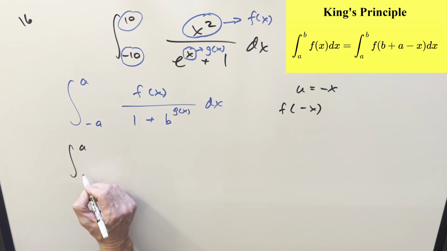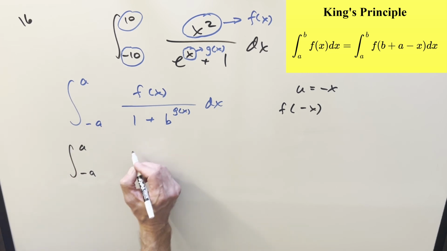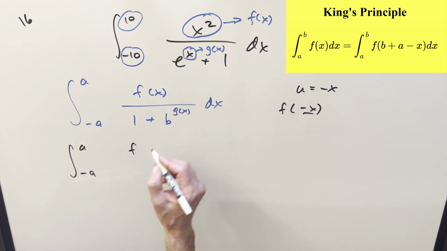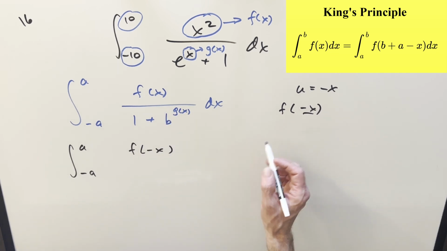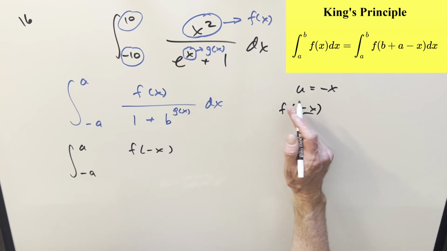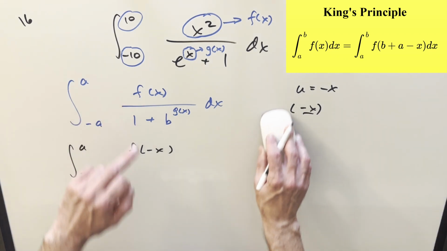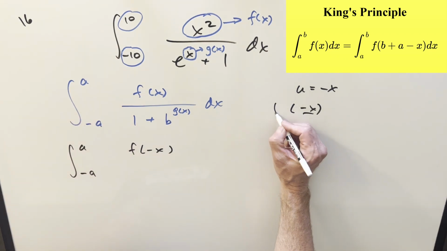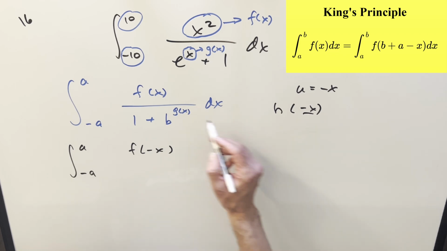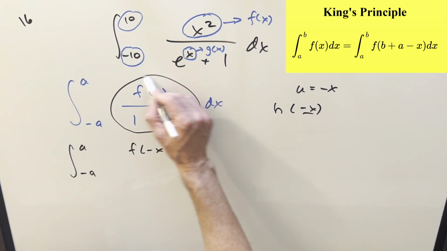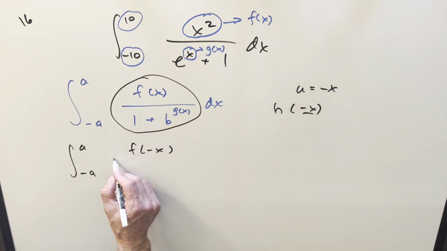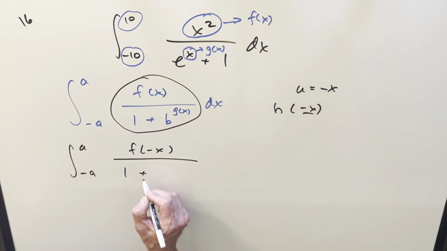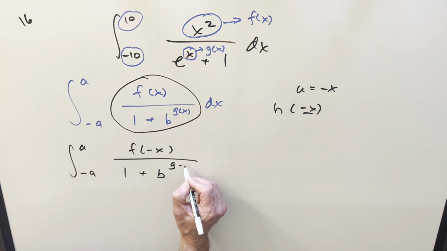So what we're going to get is an integral from minus a to a. We're just going to plug in minus x everywhere. The notation's kind of weird, I should have used something different here, because we have f of x in our problem. We'll call it h of minus x, where the function is this whole thing. So we just want to plug in minus x everywhere. We have f of minus x in the numerator, and we get 1 plus b to the g of minus x.